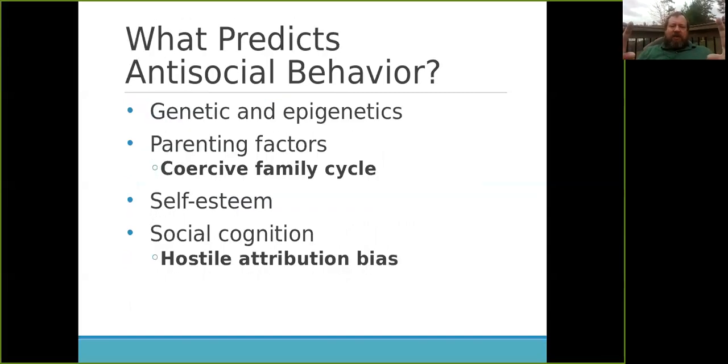So antisocial behavior is predicted by our genes and the genes that are expressed. It's predicted by parental factors, harsh discipline, more coercive families where there's a lot of authoritarian style of, do this because I say so, and if you don't, I can force you to do it because I'm bigger than you. It's associated with children's self-esteem, and this is a tricky relationship here.